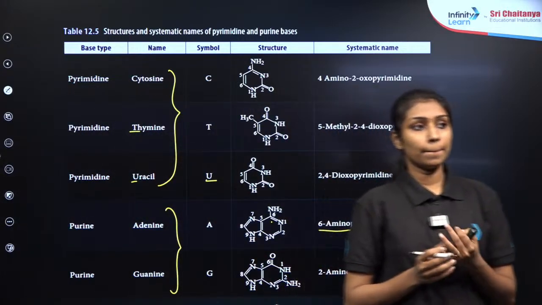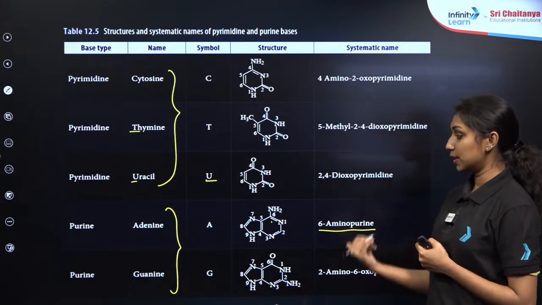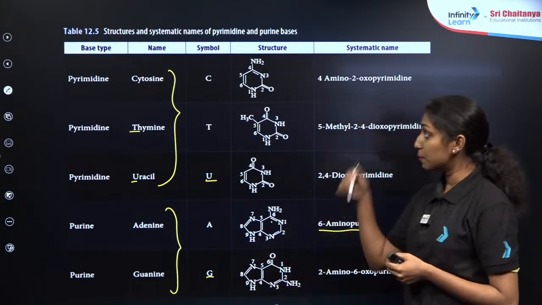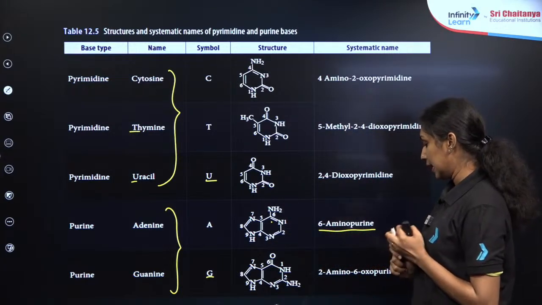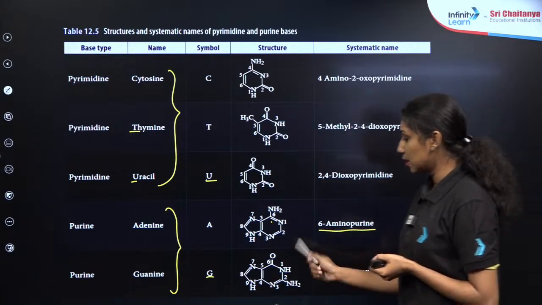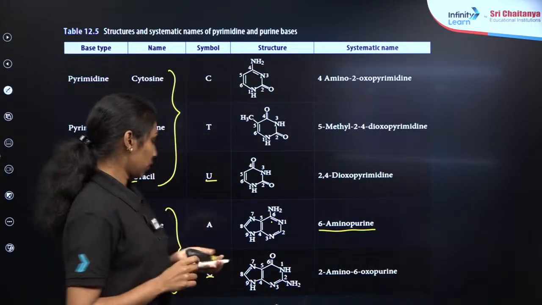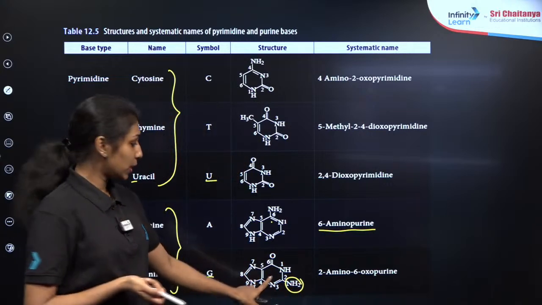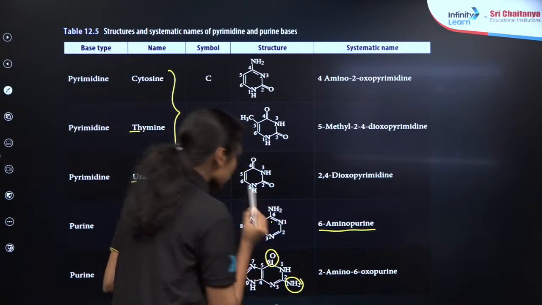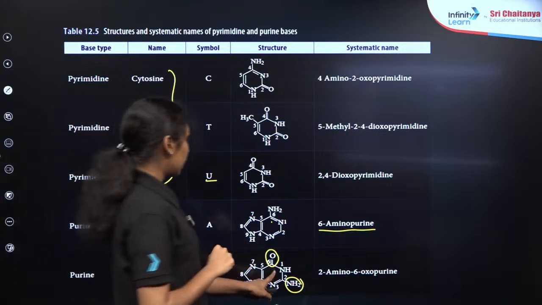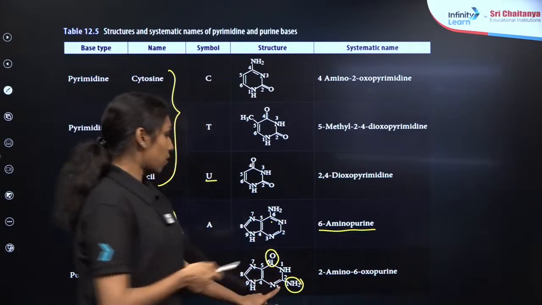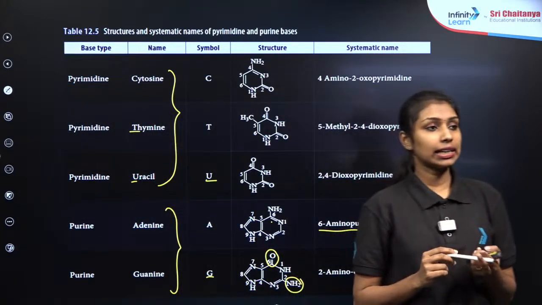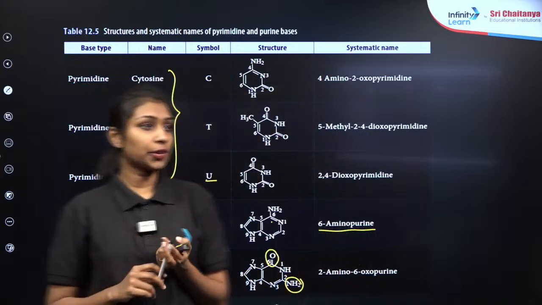Guanine, right? This is a nitrogenous base present in the purine group. So first letter, right? Capital G will be the symbol for the guanine nitrogenous base. Then what will be the systematic name for this nitrogen base? Already numbers are given here. In the second position, there is an amine group. So it is 2-amino. In the sixth position, there is an oxo group, right? Double bond O or oxo group. This is a common structure of purine. So it is known as 2-amino-6-oxopurine. Is that clear now? How we are naming the nitrogenous bases.